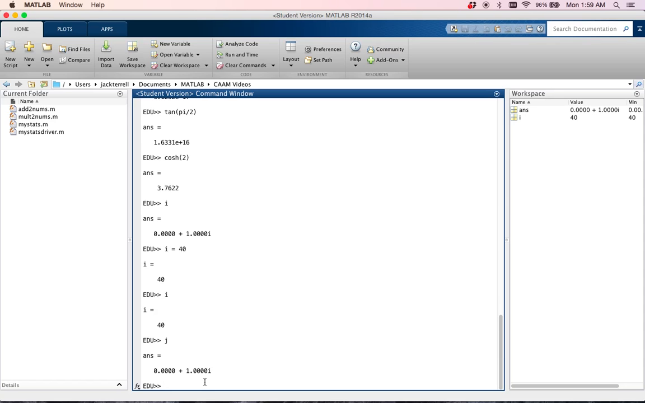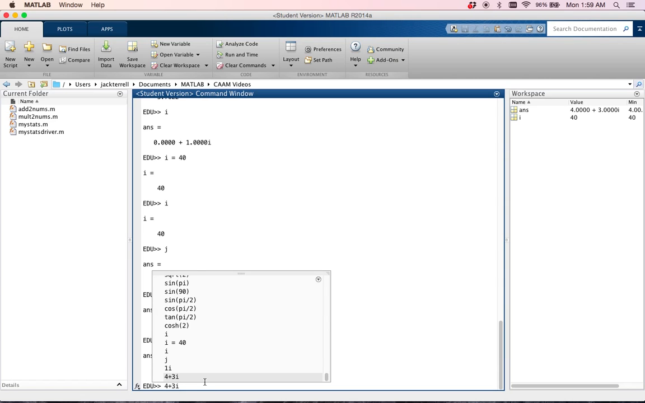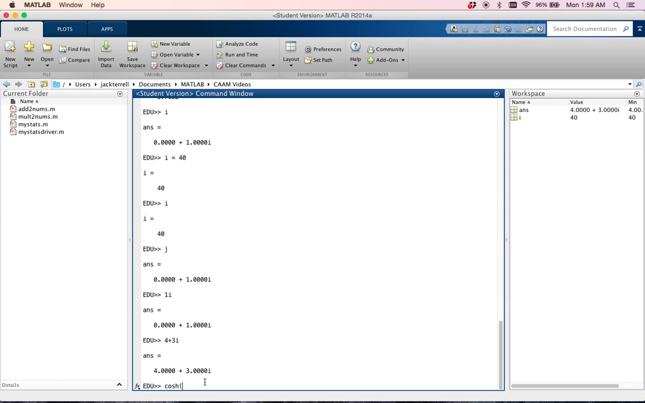So if you do 1i, you will always get i. You can just type in complex numbers like 4 plus 3i, and you get stuff like that too. And you can also do the hyperbolic cosine of 4 plus 3i, and a bunch of cool stuff with that. There's a square root function, which I already covered. Let's move on to sign.